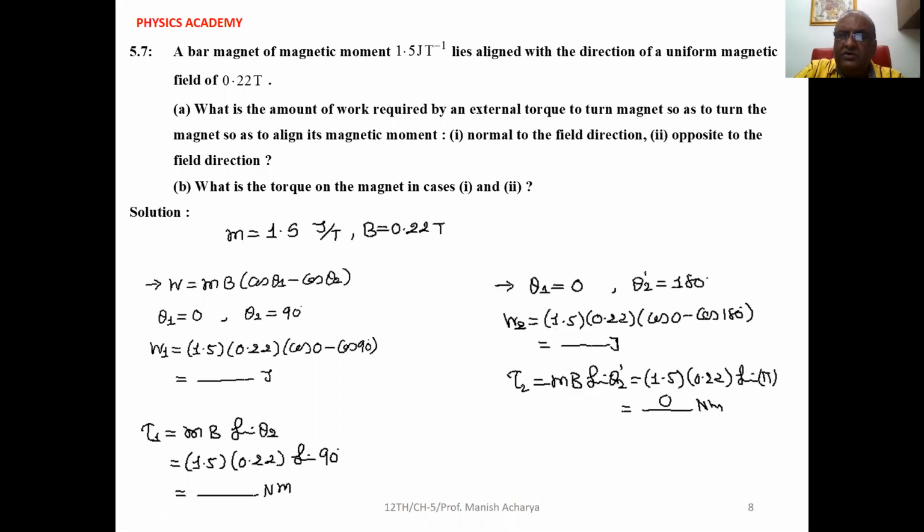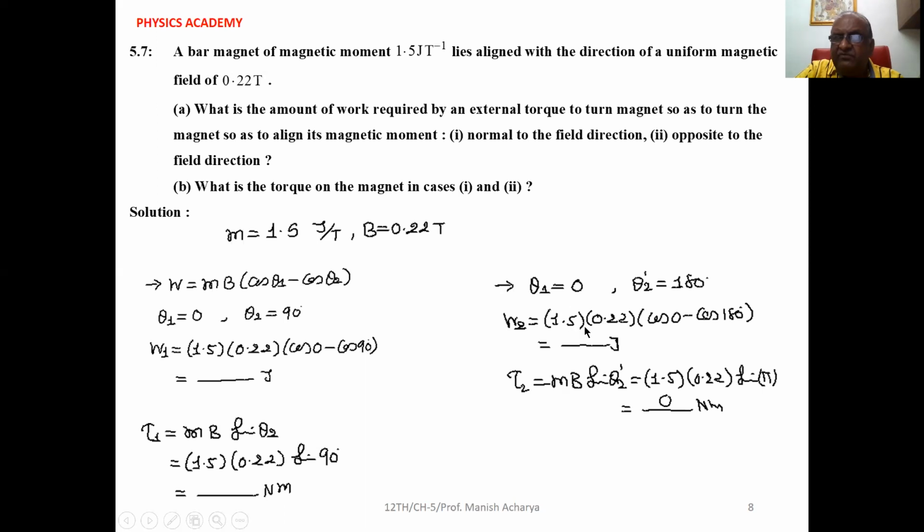Now, work done to rotate the magnetic moment, or we can say bar magnet, from the aligned position to opposite to the field direction. So theta 1, the initial position, is 0. Theta 2, the final position, is 180 degrees. So work done, again we can use the same equation: MB (cos theta 1 minus cos theta 2).